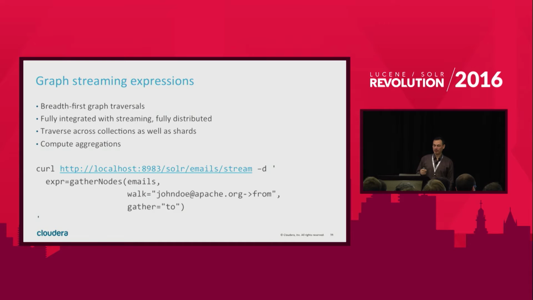So for the simplest example, we hit the stream endpoint again. gatherNodes is the simplest graph operator we have, and the first parameter is just the collection. Then we're walking from a value, which is an email address, and we're matching that to the from field. So we're looking for documents that John Doe sent, and we're gathering the to field. Essentially, this single graph step just finds everybody that John Doe emailed.